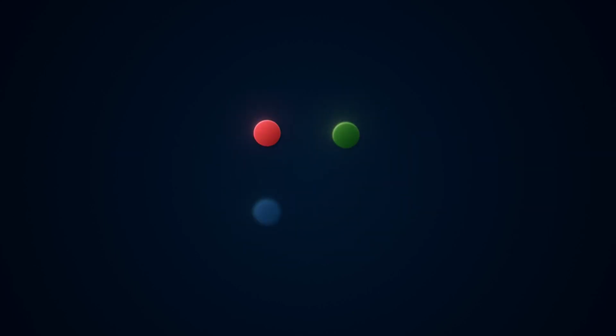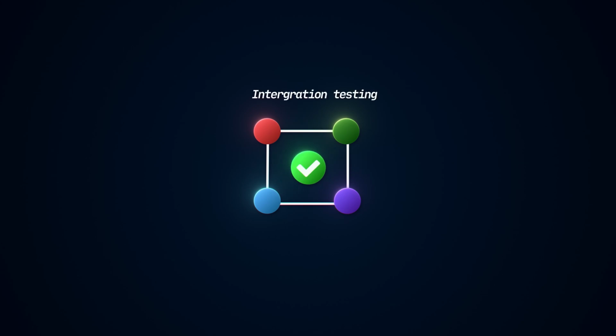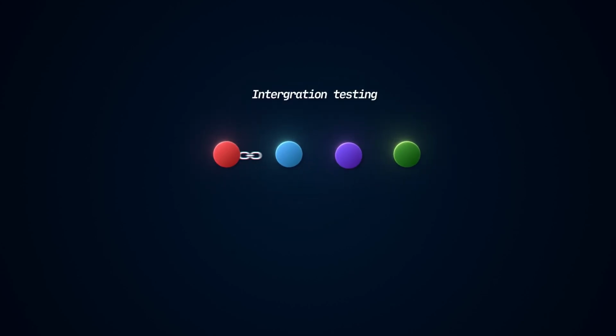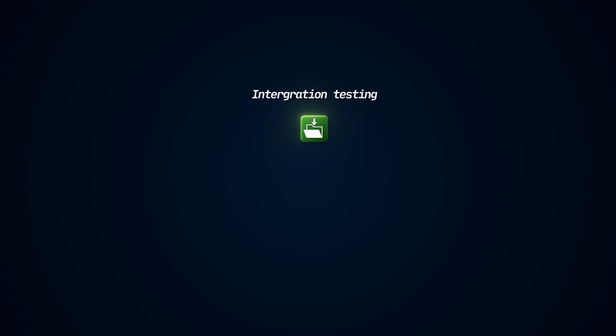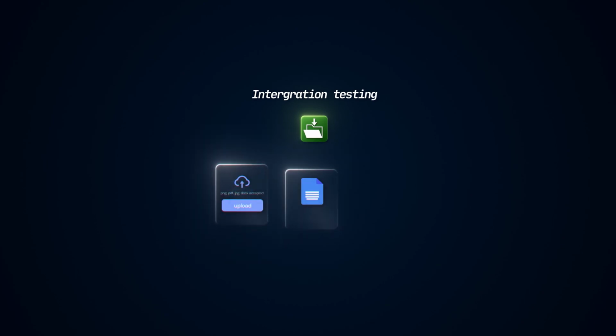Now, once the individual units work, the next step is to make sure they work together, and that's where integration testing comes in. It checks that components interact correctly. For our file sharing app, we might write integration tests to verify that after uploading a file, the system kicks off an approval workflow and logs the event in the activity log.